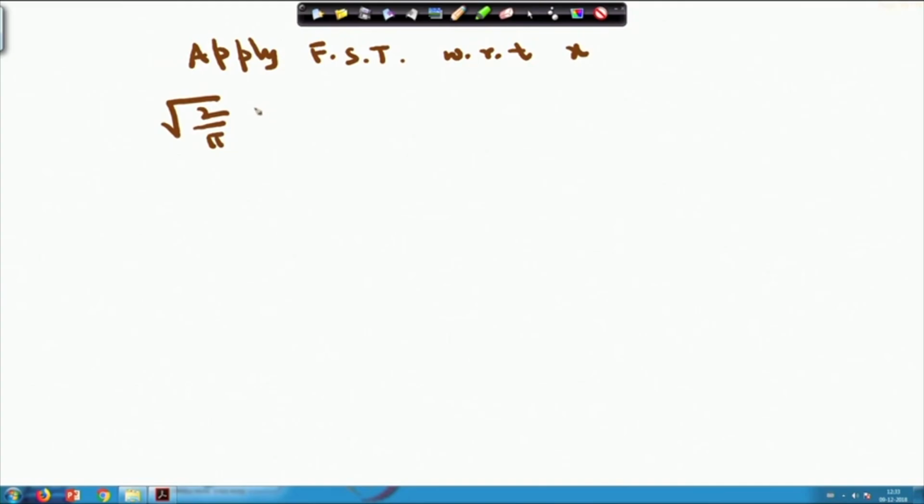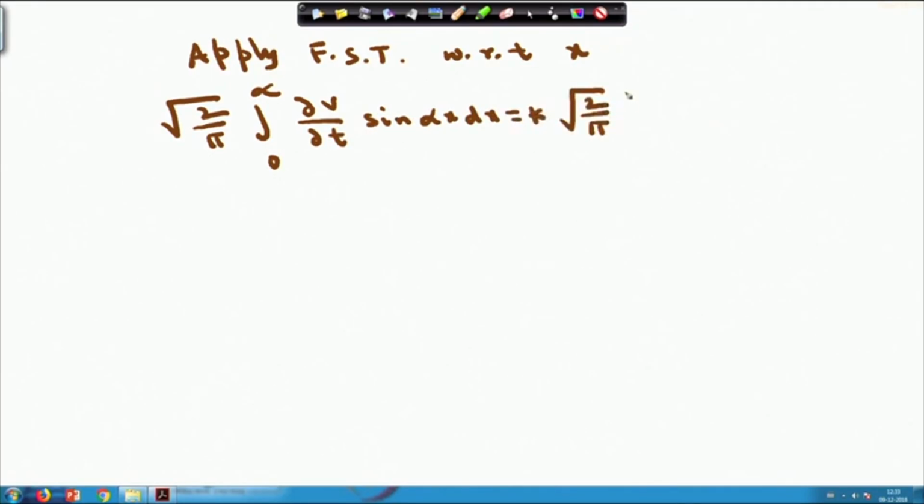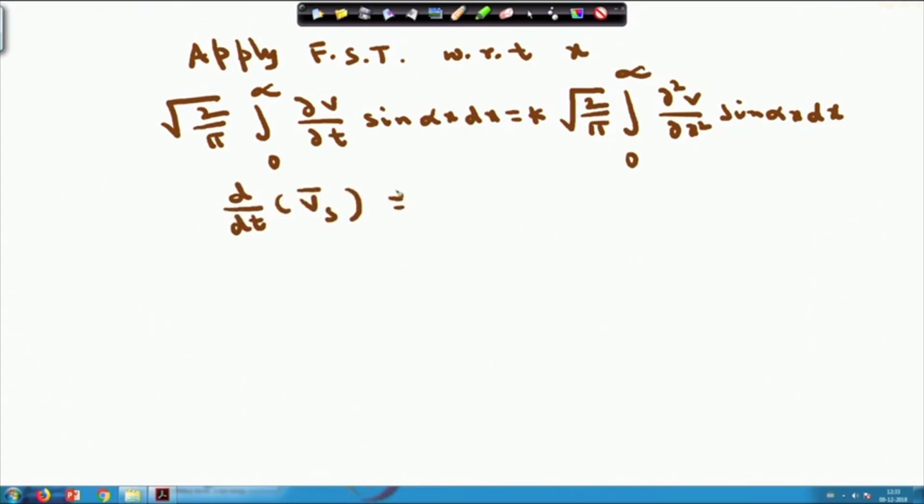The left-hand side will be √(2/π) ∫ from 0 to infinity of ∂v/∂t sin(αx) dx. This equals k √(2/π) ∫ from 0 to infinity of ∂²v/∂x² sin(αx) dx. So the left-hand side will be d/dt of v̄_s, because the integral √(2/π) ∫ from 0 to infinity of v sin(αx) dx is nothing but the Fourier sine transform of v, which we are denoting as v̄.